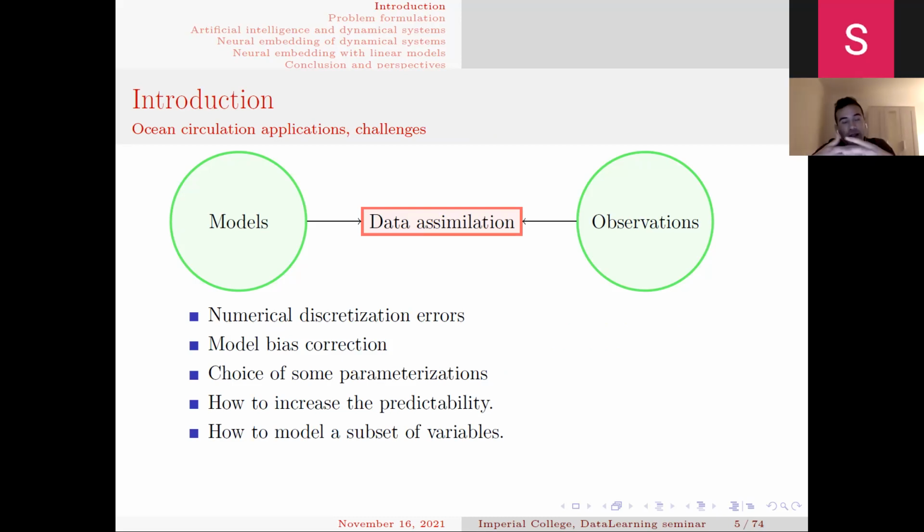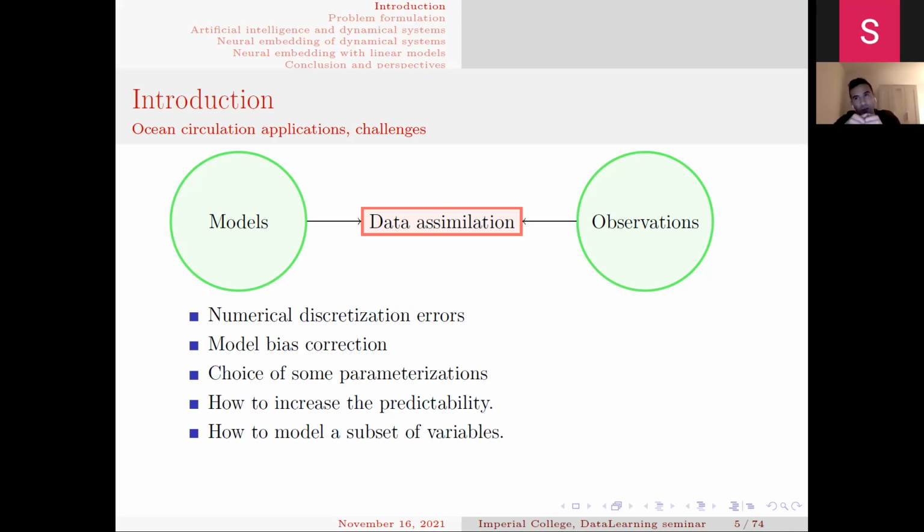This includes the treatment of various sources of error, such as numerical discretization error, model bias corrections, and the choice of some parameterizations that usually involve domain expertise. There is another question of how to make the models closer for a long time, that is, how to increase the predictability of the models.